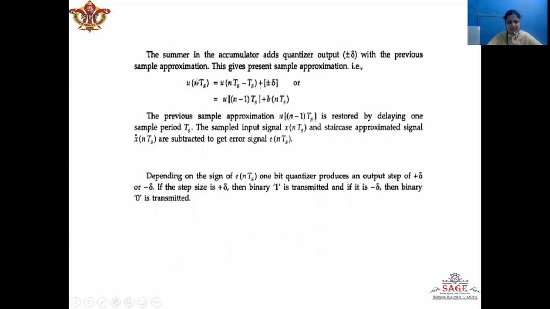Now, as discussed in the previous slide, the present sample approximation u(nTs) is generated when the previous sample approximation u((n-1)Ts) is added to v(nTs), which can have the value plus delta or minus delta. So, depending on the sign of e(nTs), the one bit quantizer produces an output step of plus delta or minus delta, and corresponding to this, binary 1 or binary 0 is transmitted respectively.